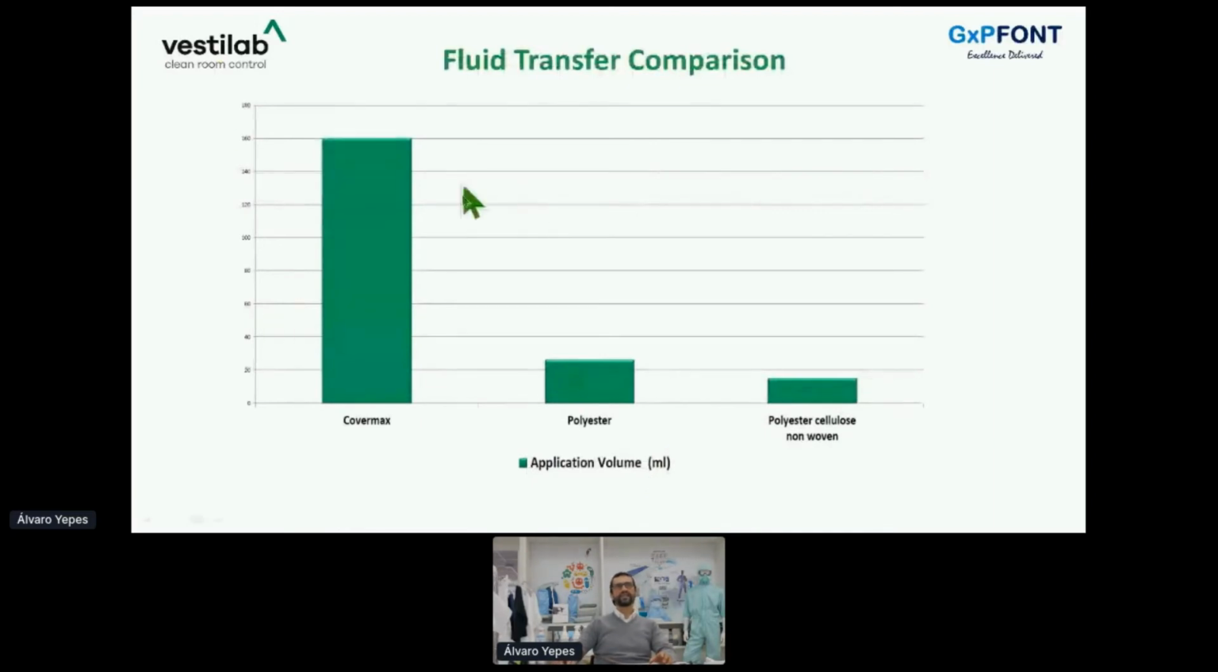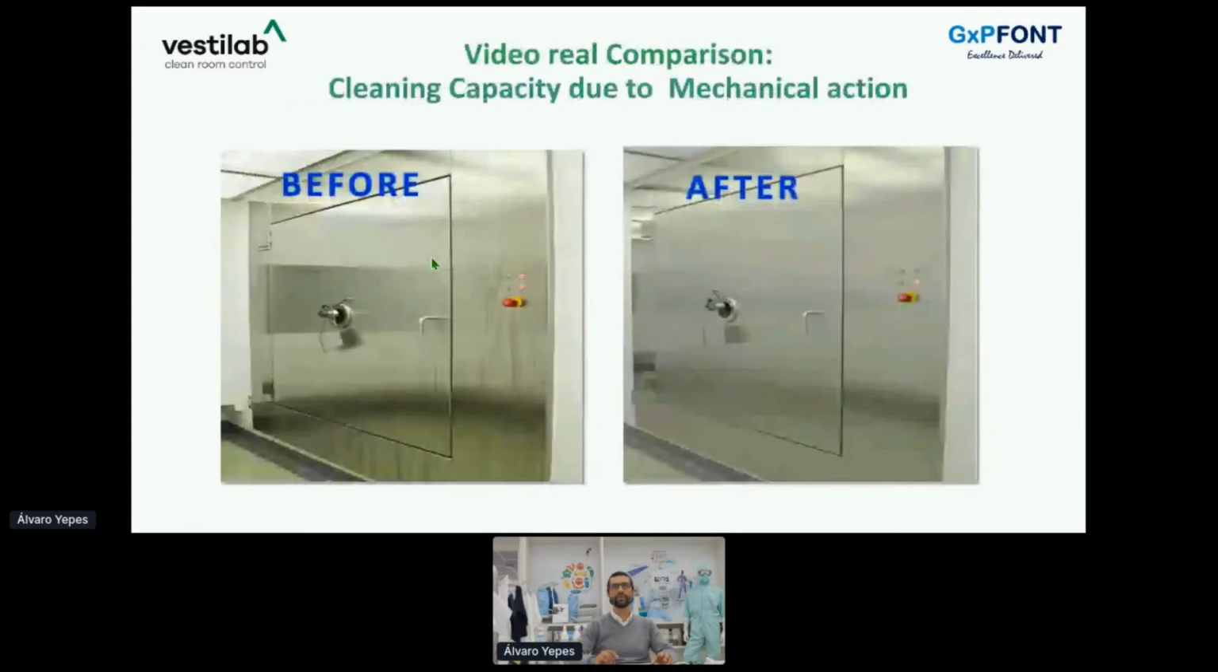This is easily seen in the level of liquid milliliters applied per surface in terms of different materials. So a non-woven material has a very, very low capacity of applying disinfectant or liquid to the surface. A polyester normally will have more than twice as much as the polyester cellulose, and a combination wipe, foam plus polyester, has a very large capacity. So when you want to do your critical operations, you want to make sure you achieve the contact time that is validated in your kill efficacy studies.